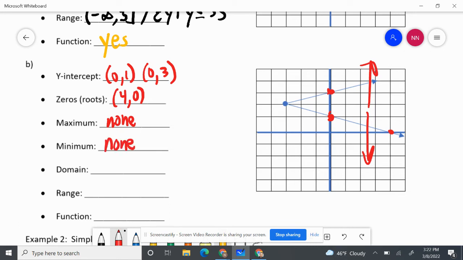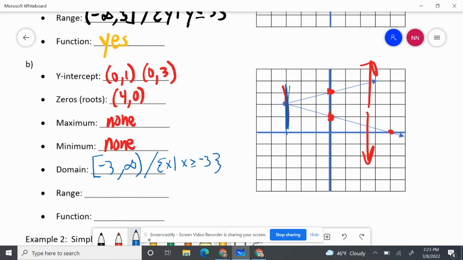If we're looking at our domain, it would be going to the left. It stops right here. So that right there would be -3. So I have a bracket at -3 and it's going to infinity. Or remember, what we could do is we could go x such that x is greater than or equal to -3.